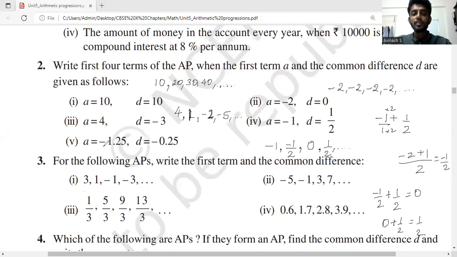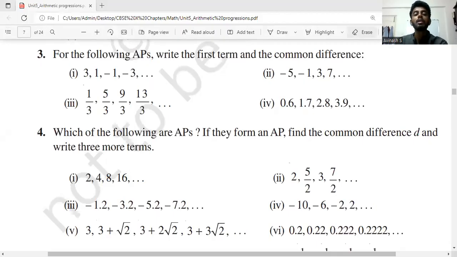When it comes to the fifth subdivision, the first term is minus 1.25. I'm writing it over here. And we are adding minus 0.25. When we add, there is already a negative sign, so both of them give you minus 1.50. Again, when you add minus 0.25, you will get minus 1.75. Again, when you add minus 0.25, you get minus 2.00 or minus 2. So this is the AP for the fifth subdivision. This is how we do all the 5 subdivisions for the second sum.